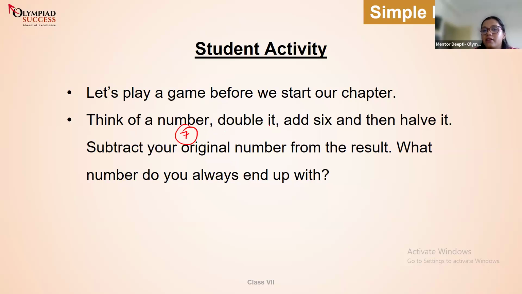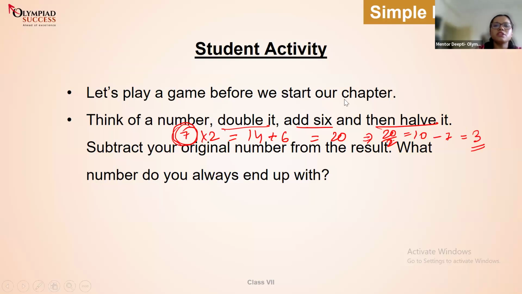Now I have to double it, and apply your BODMAS rules. Don't forget that if it is written double it first, you need to double it first, so that will be 14. Then add 6 to it, 14 plus 6, that will be 20. Then halve it, means 20 by 2, which is 10. Subtract your original number from it. What was my original number? My original number was 7. I circled it over here. So that will be 10 minus 7 equals 3. So what is the result? My result is 3. What is your result?